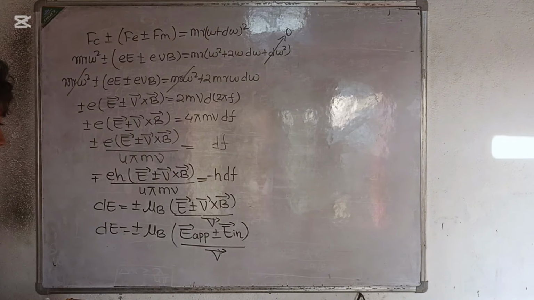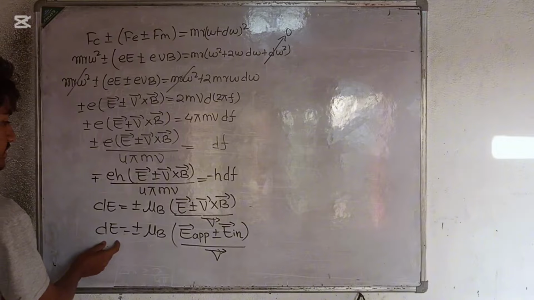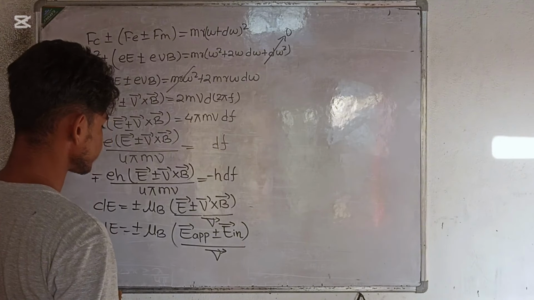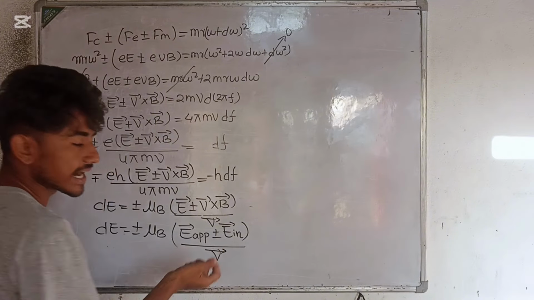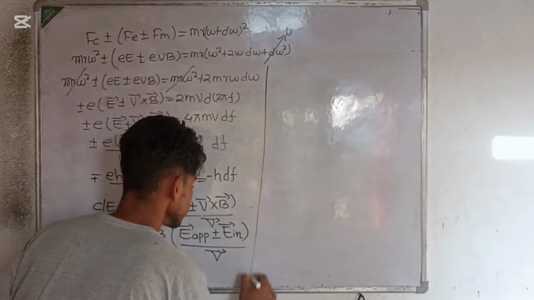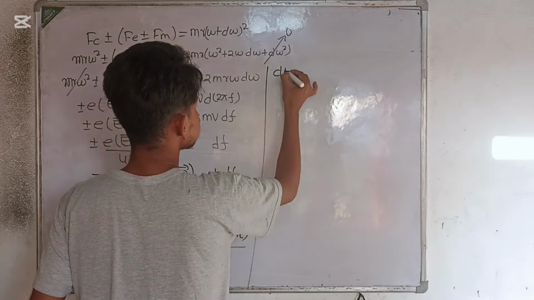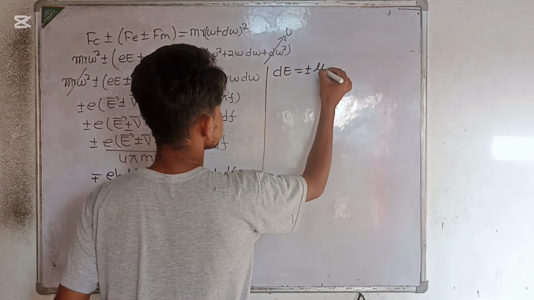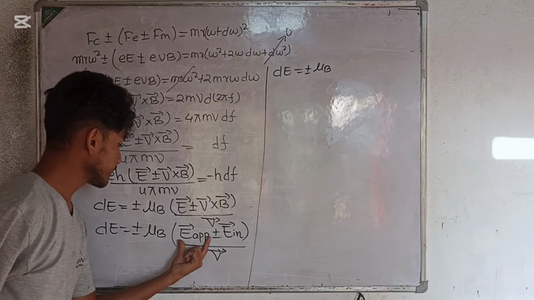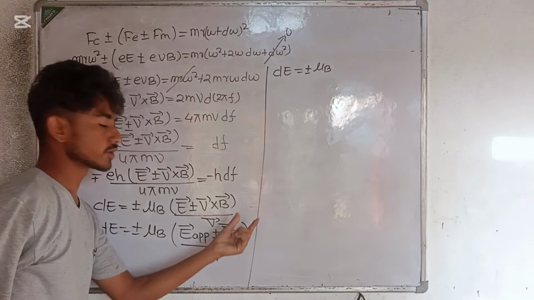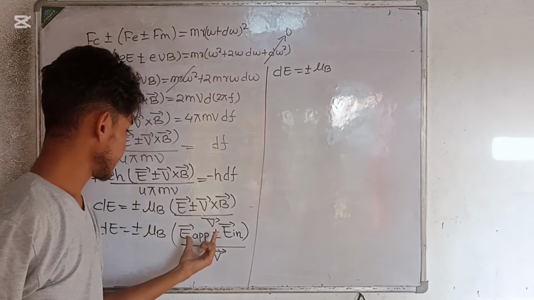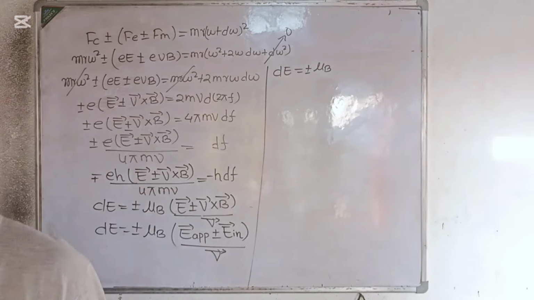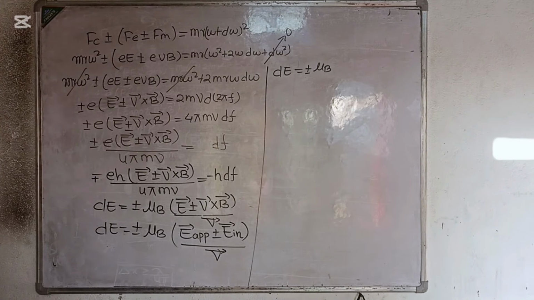Okay. So this is the energy shift of electron. So I can write it as dE equals plus minus mu B. If the applied field is in the positive direction, it will end up getting some positive quantity and it will be added, and if it is in the negative direction, it will be subtracted.